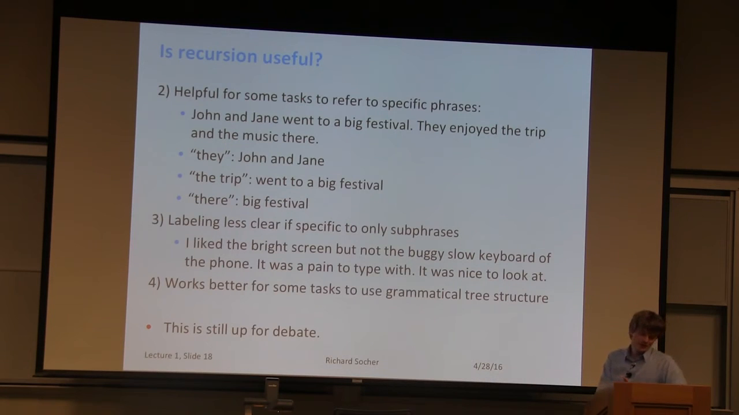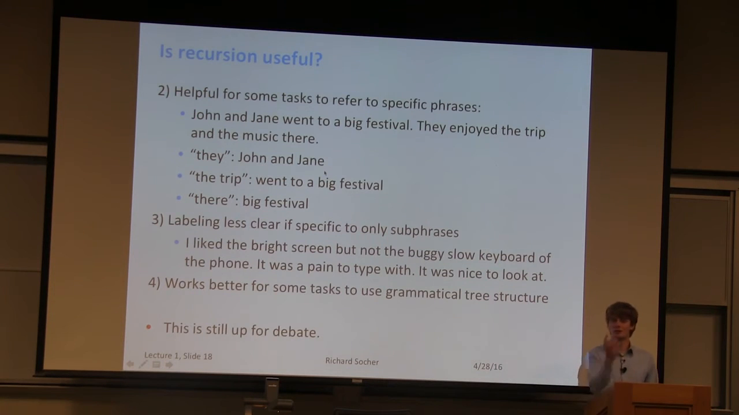Cool. All right. So now the question is, is this recursion helpful? It can be in a couple of different scenarios. For instance, if you try to refer to specific phrases, not just specific moments in time like in your time series. So you might say, John and Jane went to a big festival, they enjoyed the trip and the music there. Now you might want to ask, who's they? And you want to refer to just John and Jane. Or you might ask, what's the trip? And if you want to refer to it only in the sentence, it's just went to a big festival. And you can go to this festival without John and Jane.